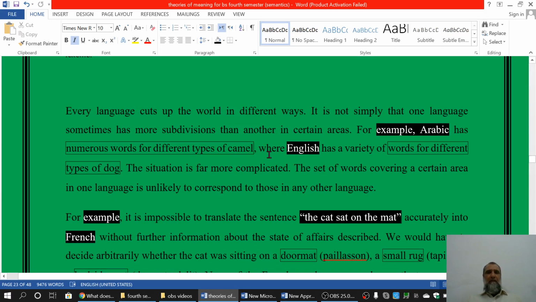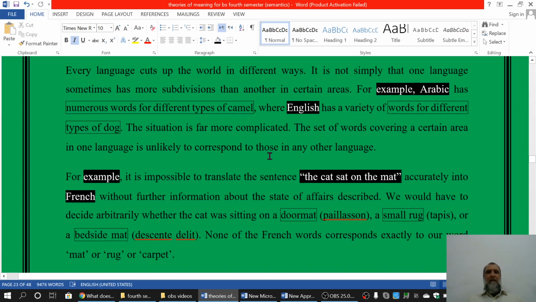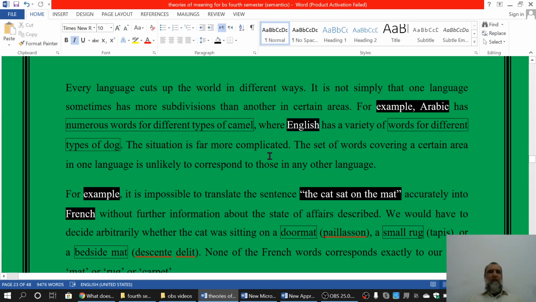In this paragraph we learn that different languages might have different semantic fields which are not found in the other language. If you find one in one language, it is not found in the other language. The example given here is from Arabic. For example, the word camel in Arabic, there are numerous words used for camel.